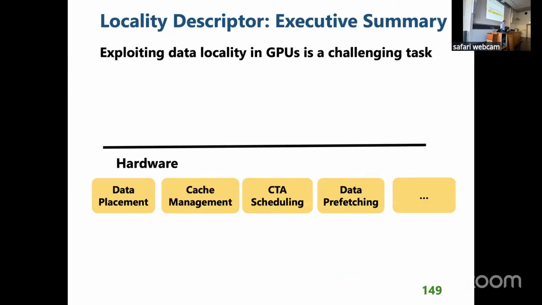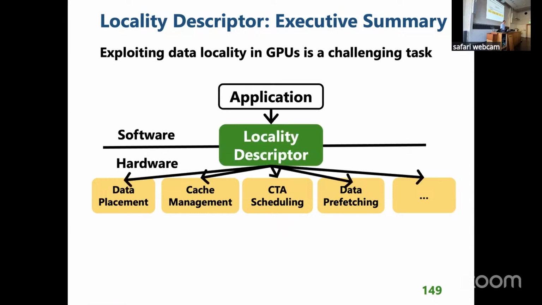But basically, the idea is exploit data locality. And data locality affects a lot of things in a CPU as well as GPU. How do you place the data in different types of memory? If you have especially non-uniform memory access systems, for example, where do you put the data? How do you manage the cache? How do you schedule your warps in a GPU? And how do you do data prefetching, right? Again, if you know the locality characteristics of an application, you can manage a lot of those.